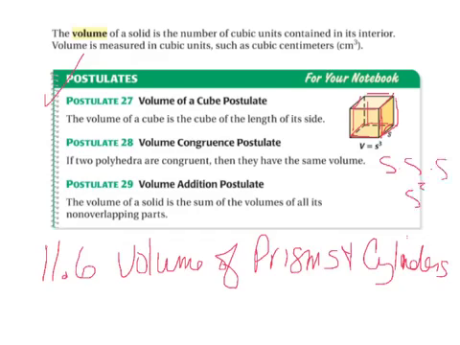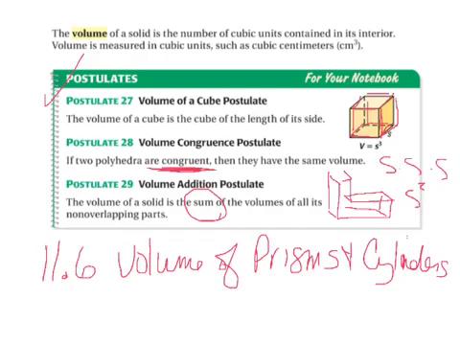Postulate 28, the volume congruence postulate. If two polyhedra are congruent, that means if all of their sides are the same measurement, then they have the same volume. And volume addition postulate. The volume of a solid is the sum of all of the volumes of all of its non-overlapping parts. Basically, that means that we can cut any three-dimensional piece into smaller pieces to help us do the volume.